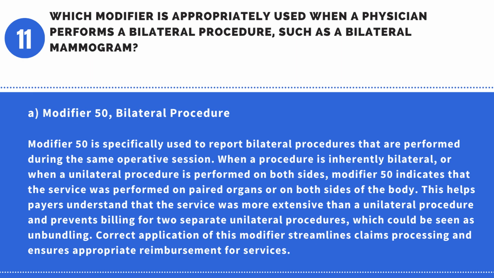Explanation: Modifier 50 is specifically used to report bilateral procedures that are performed during the same operative session. When a procedure is inherently bilateral, or when a unilateral procedure is performed on both sides, Modifier 50 indicates that the service was performed on paired organs or on both sides of the body. This helps payers understand that the service was more extensive than a unilateral procedure and prevents billing for two separate unilateral procedures, which could be seen as unbundling. Correct application of this modifier streamlines claims processing and ensures appropriate reimbursement for services.